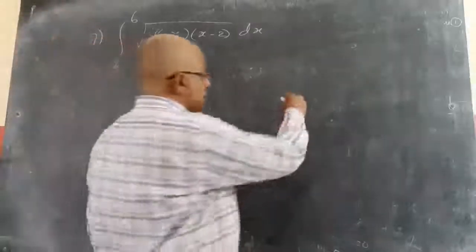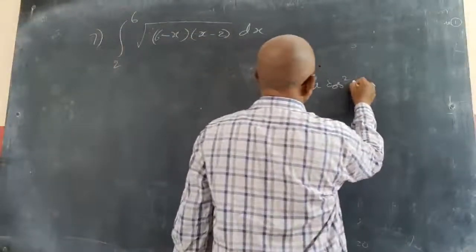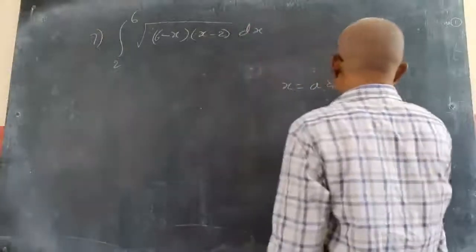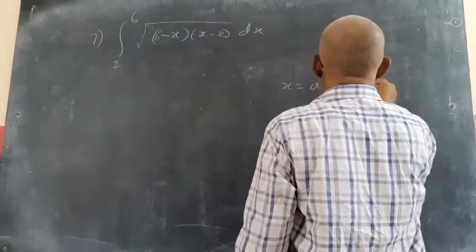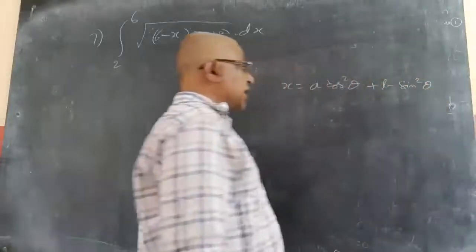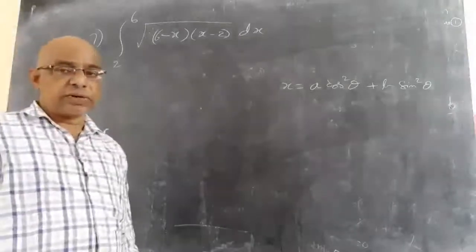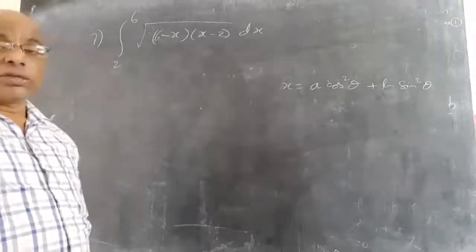Yesterday we already discussed x equal to a cos square theta plus b sin square theta. We took x equal to a cos square theta plus b sin square theta, or a sin square theta plus b cos square theta. We already did this method. So this is one method.